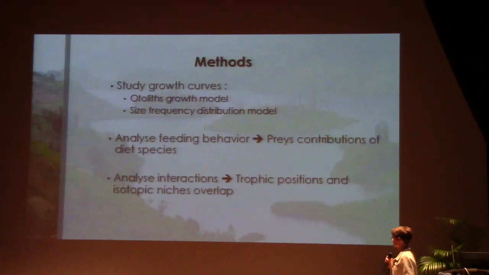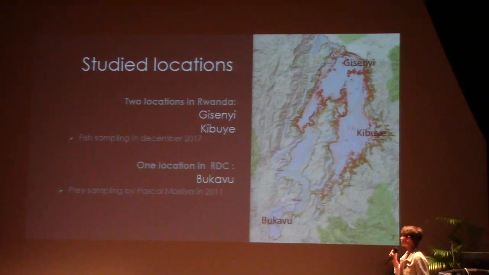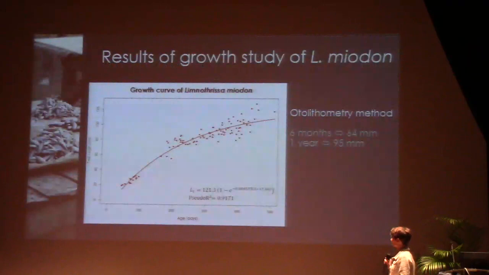So this study is focused on two locations in Rwanda, the north basin of Gisenyi and the east basin of Kibuye. I am currently waiting for my data on trophic resources. So I have used the data from Bukavu, sampled by Pascal Masilya in 2011. Let's talk about the results.